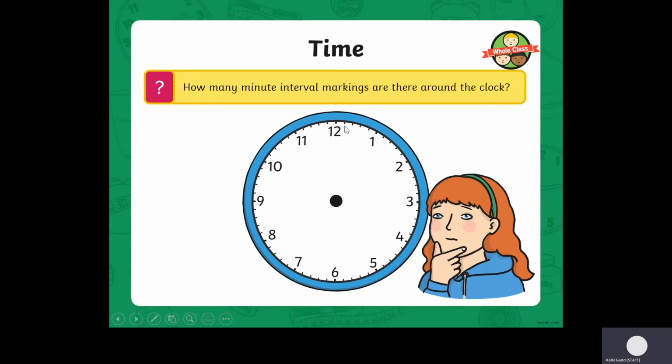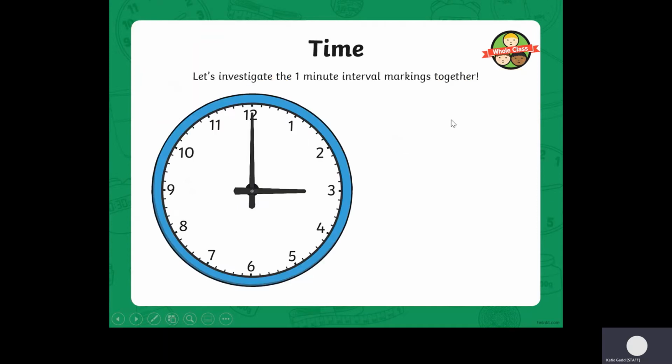And each little interval in between is showing you 1 minute. So we've got 1, 2, 3, 4, 5 minutes. Then we move on. 6, 7, 8, 9, 10 minutes. 11, 12, 13, 14, 15 minutes, etc.